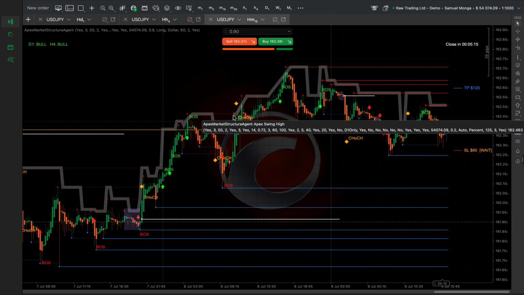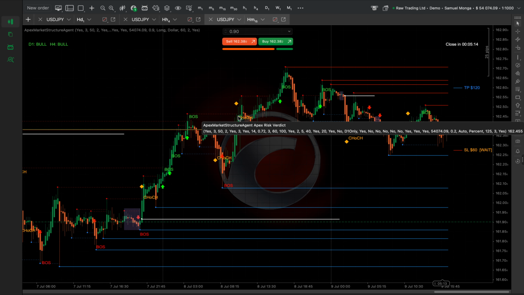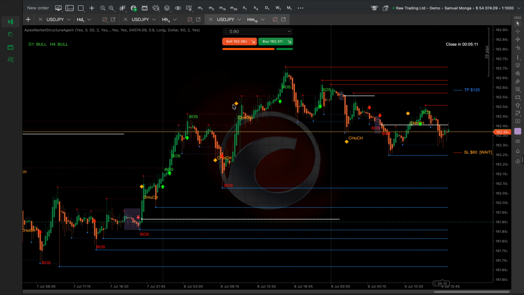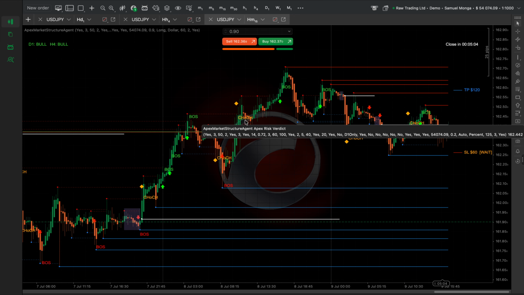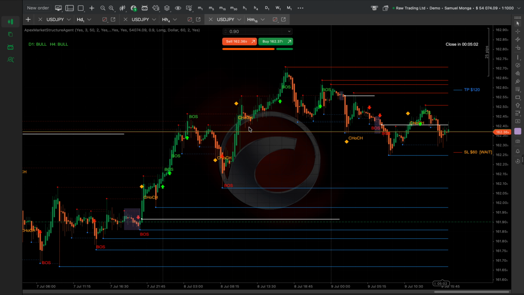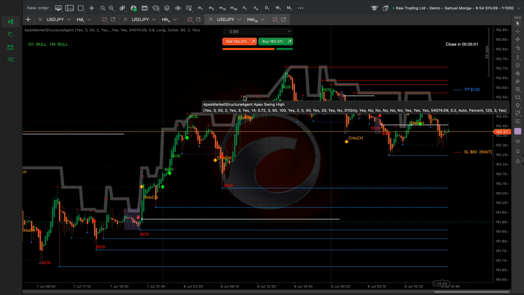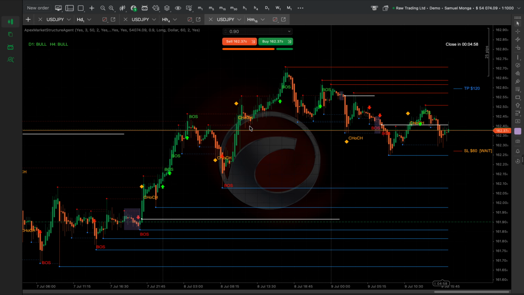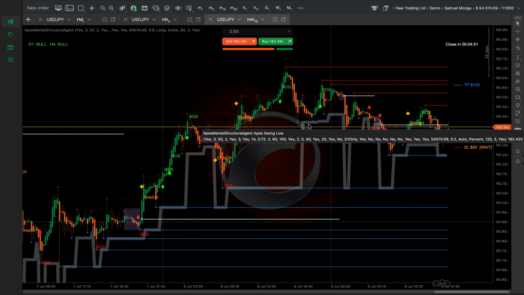Each time you have the CHOCH, and you have this sign here, the yellow one, remember this price is going to change the character a little bit, and then it's going to continue if this change of character was against the direction bias. So each time the market reverses, you have a better entry.